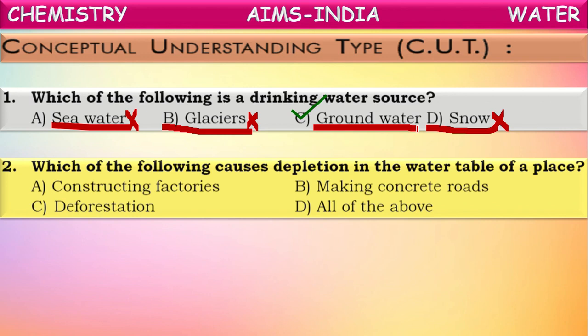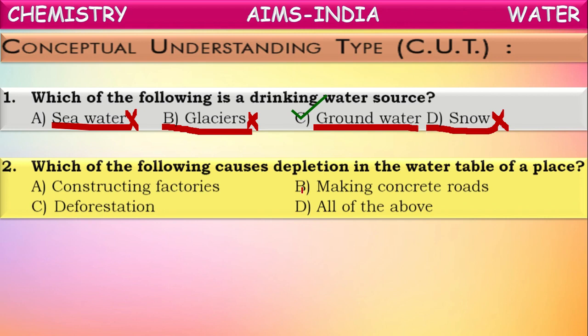If there are many trees, what happens then? They will stop that water and much of the water will seep into the soil and hence the water table will increase. But because of deforestation, what happens? There will be no trees to stop this water. So the water which seeps into the soil will decrease.